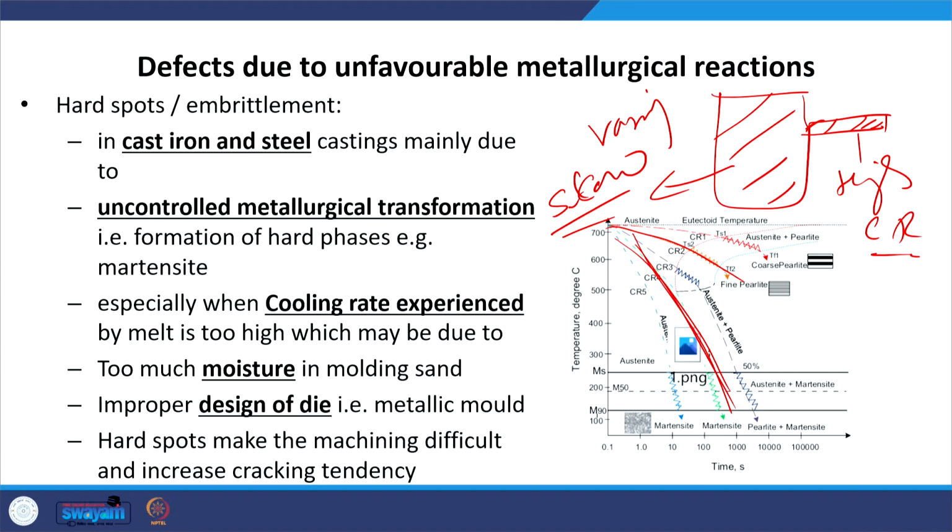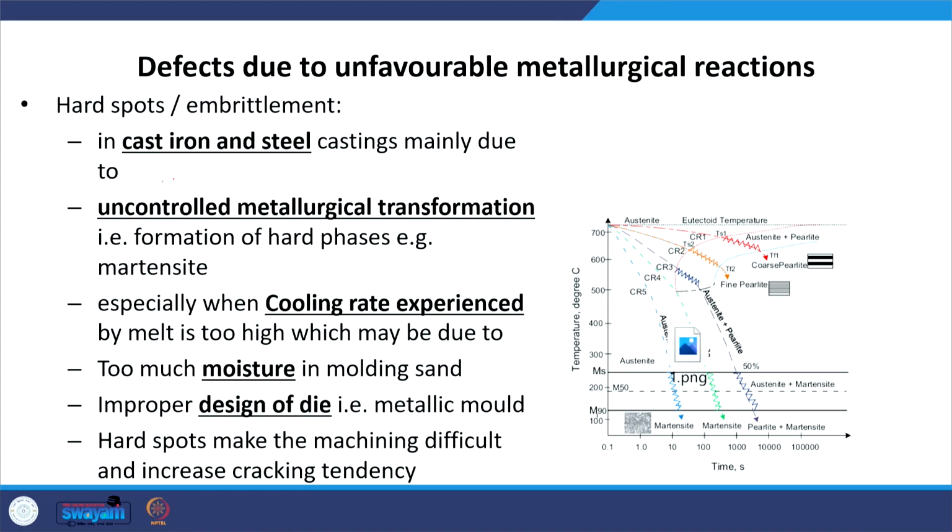Wherever the martensite is formed, our hardness will be extremely high. That will show embrittlement or very low toughness as compared to the heavy sections which experience the low cooling rate. So, cast iron and steel castings suffer embrittlement or hard spot formation in a localized manner. This happens due to uncontrolled metallurgical transformation, especially formation of martensite, in ferrous or hardenable systems having a carbon equivalent greater than 0.4.